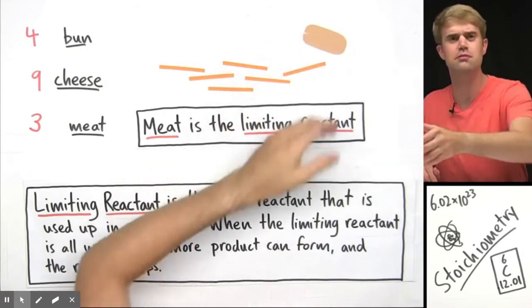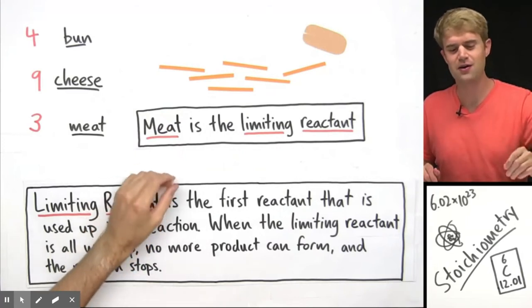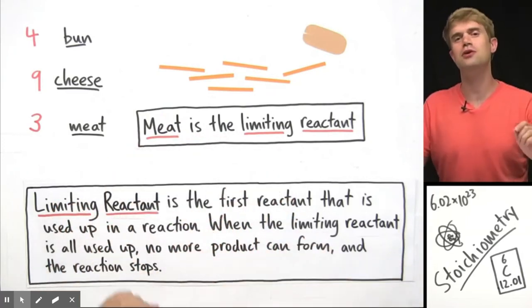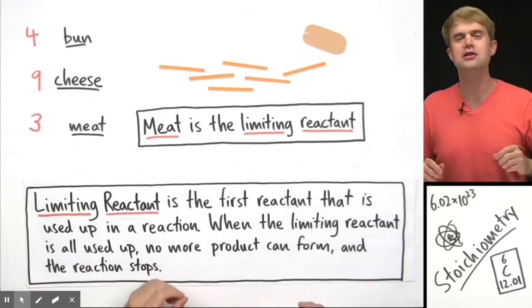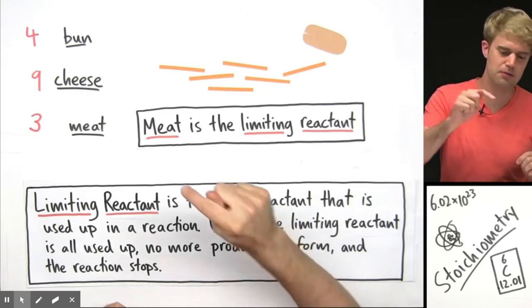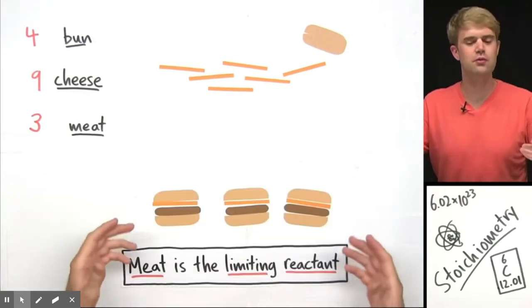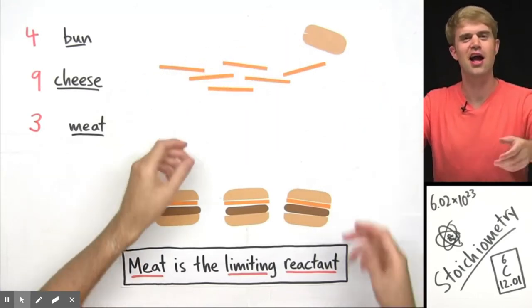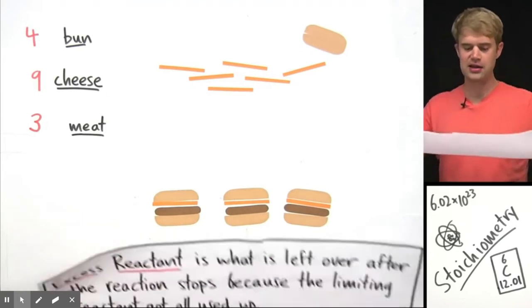It doesn't matter if we have 1,000 buns or 100 slices of cheese. Once we run out of those 3 pieces of meat, we're done. We can't make any more cheeseburgers. So the total number of cheeseburgers that we can make is completely dependent on the amount of the meat, the limiting reactant that we have. So after we run out of the meat, we still have some extra ingredients left up here. And these are what we call excess reactants.